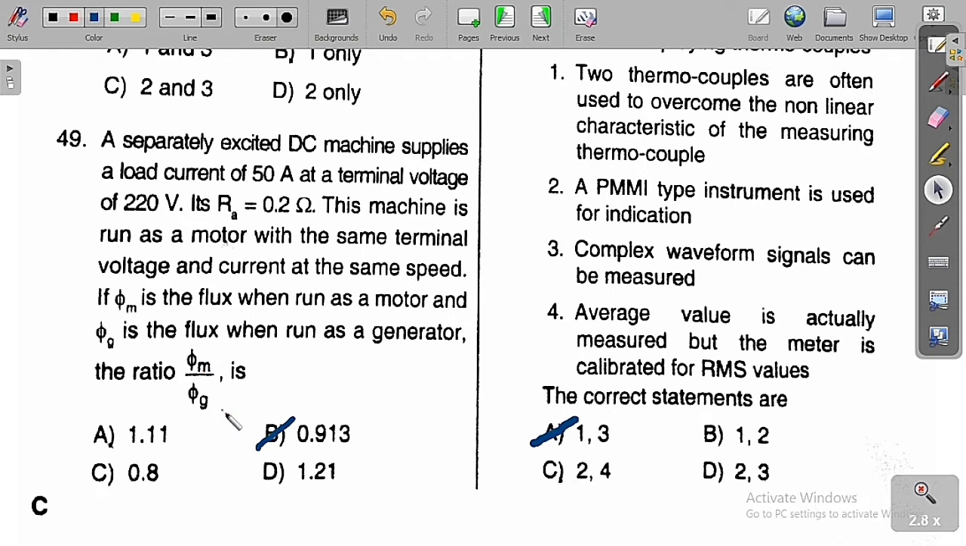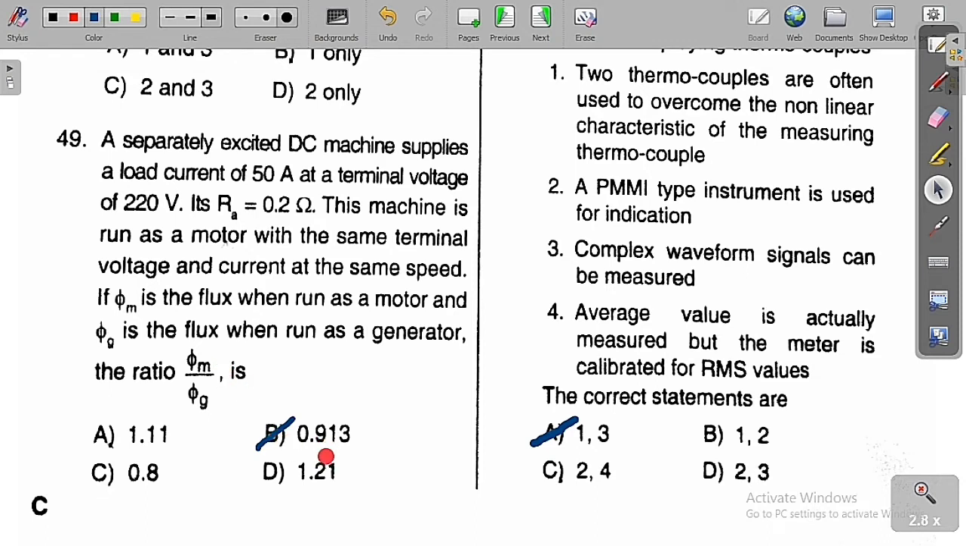So basically this DC machine, we are going to operate as a generator and also as a motor. In this question they have given the terminal voltage is equal to 220 volt and the load current is equal to 50 ampere. So this is for both the generator and also for the motor. We know the terminal voltage and terminal current are the same, but for the separately excited DC machine, we have to make sure that the speed at which we rotate is also the same. If these are the conditions, then we need to figure out the ratio of Φm by Φg.